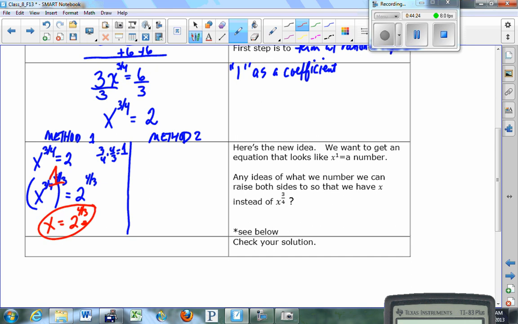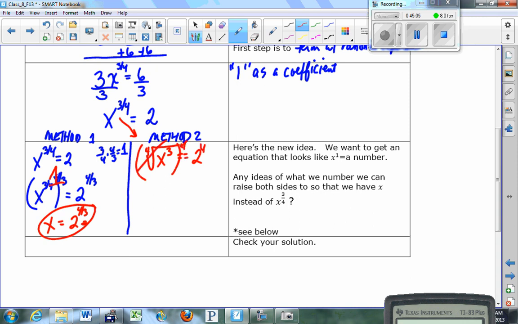But for some reason, students don't like this, like raising both sides to the reciprocal of the power. It's hard to get students to do that. And so what do they do? They fall back into method 2, where they do this. They take this and they put it in radical form like this. And this is okay. You're going to get the same answer. They put it in radical form and they say, okay, now I've got to undo the 4th root. When I had to undo a square root, I squared both sides. How am I going to undo a fourth root? Raise both sides to what power? Fourth, right. So I raise both sides to the fourth power.